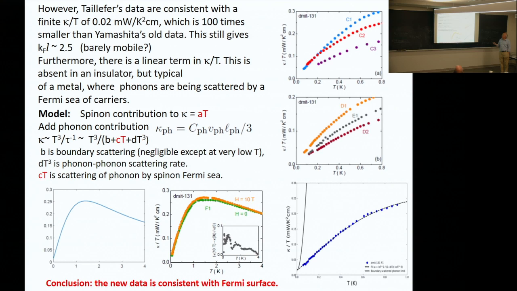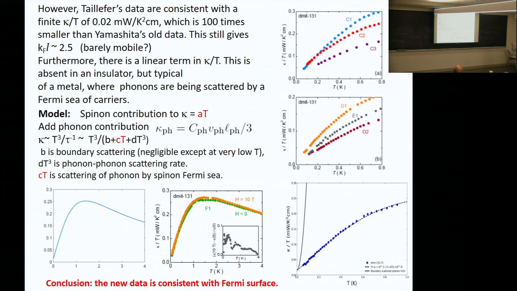It's consistent, and actually zero is not consistent within the zero value. Okay. Now, so 0.02 turns out to be 100 times smaller than the earlier value. But even if it's 100 times smaller, KFL is still 2.5. Okay. So morally, it's still barely mobile. I call this barely mobile spin-off. So there's still a chance of some life.